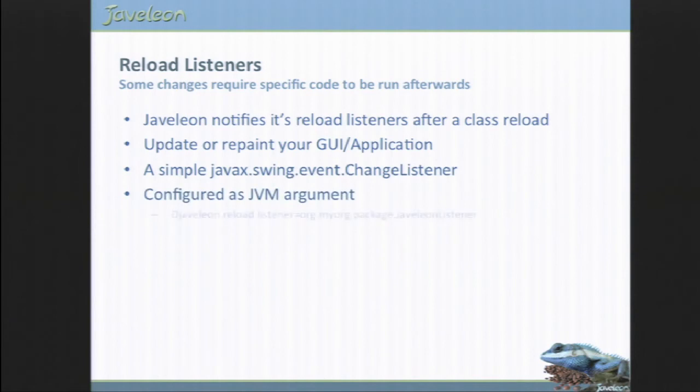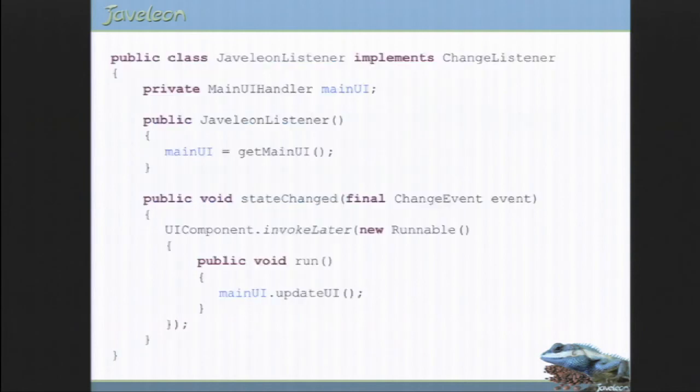And it's simply configured as a JVM argument, Javelian.reload.listener, and then a fully qualified name for your class. And we will generate an object and invoke the method. So an example of this is this simple Javelian listener where you have this main UI handler object, and you get this object from somewhere. You would just use the get main UI method that is not shown here. So you have this main UI reference, and when the classes are reloaded, it simply refreshes the UI as needed.